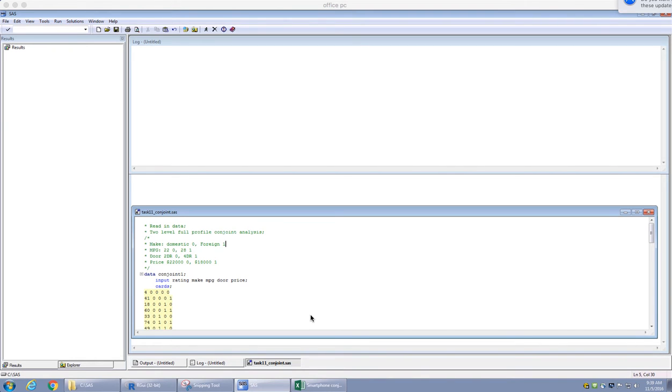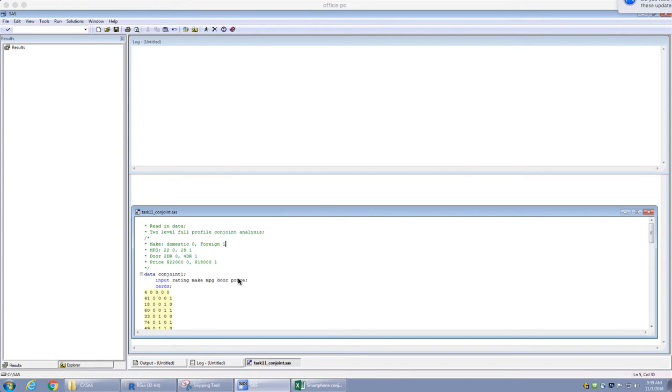Okay, today we're going to learn how to do conjoint analysis on SAS. I know there are different types of conjoint analysis, but for this example, I'm going to go through a full profile conjoint analysis. So let's look at how we can do this on SAS.